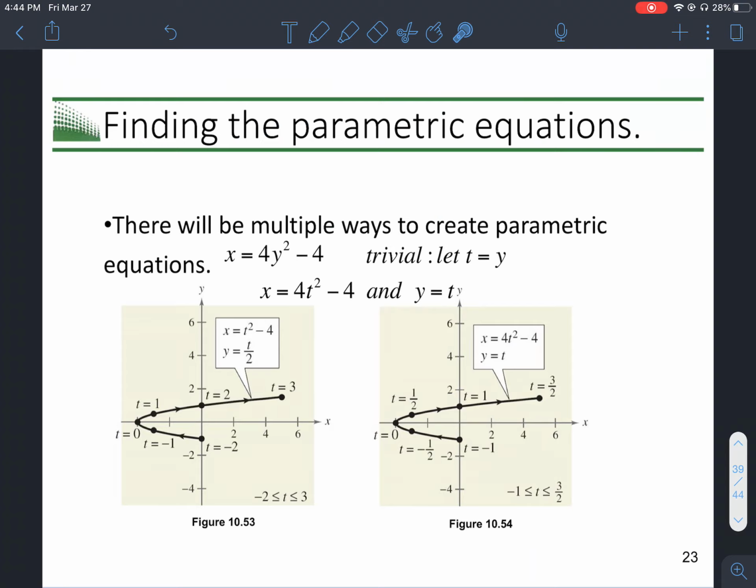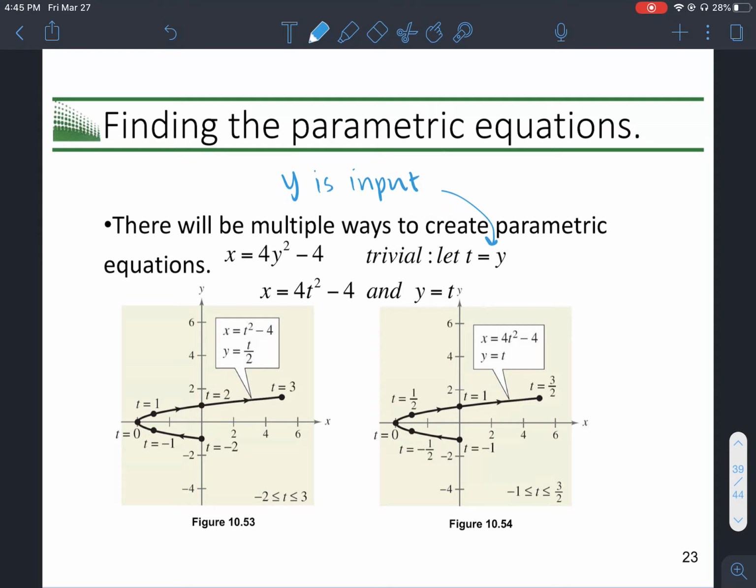Again, there are multiple ways that you can write your parametric equations. There is always the trivial way. You can take the original input equation or that original input variable. In this example, y is my input. And you can always make your input value just equal to t, and then x has to be equal to the equation that you have. That's the easiest way to turn something into a parametric equation. Not the most exciting, but it's the easiest way to do it.